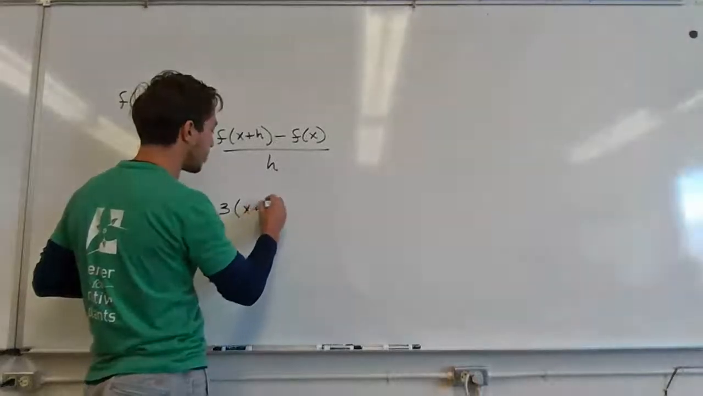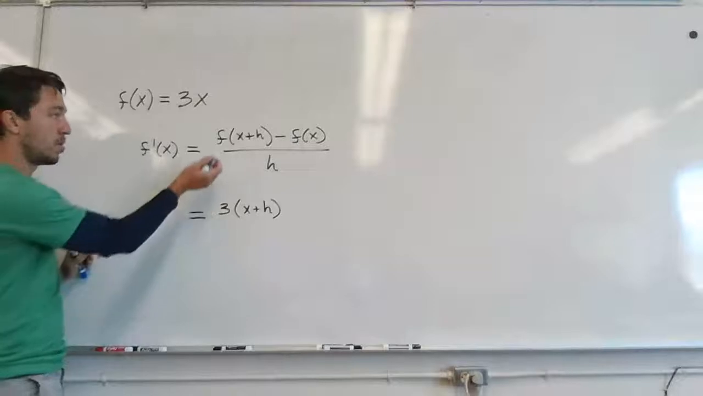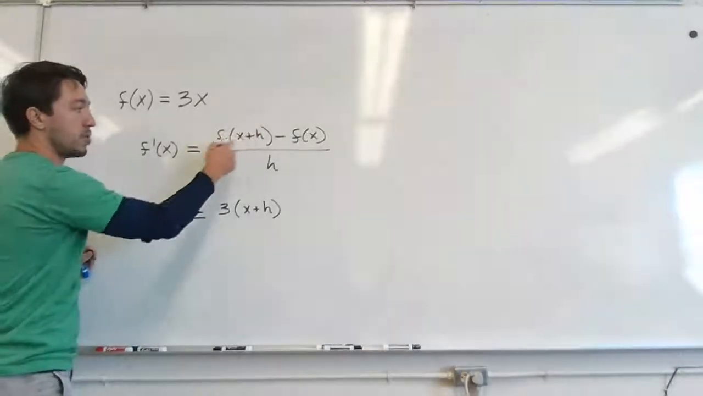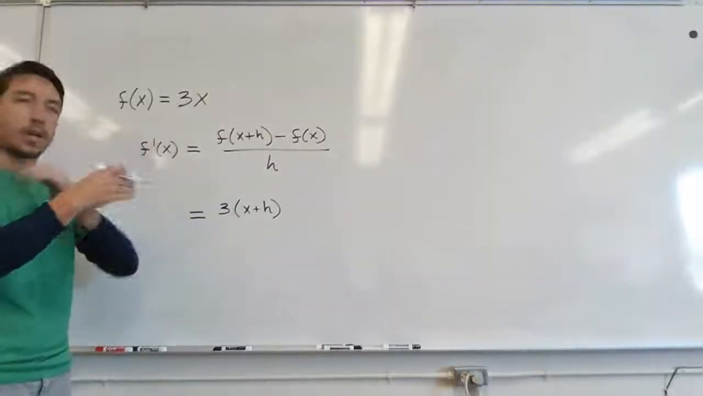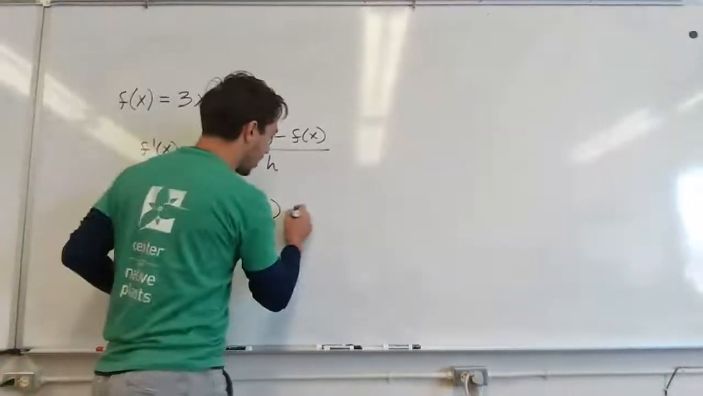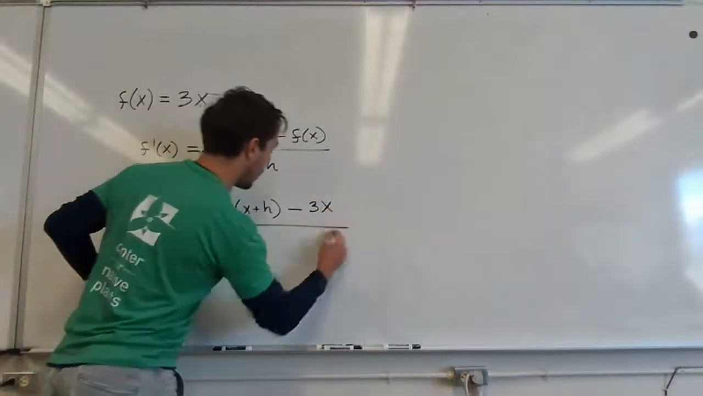So when you're using this definition in practice, all you do is, for this term here, you just replace the x in your formula with an x plus h in parentheses. That's all you've got to do. Then you subtract f of x. Well, f of x is 3x. And you divide by h.